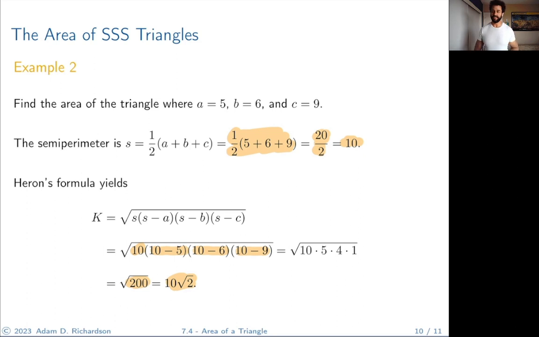So it's kind of cool, right? It's kind of cool that you just need to know the side lengths. And if you know the side lengths, then you've got the area of the triangle for free, almost. But that's what it is.